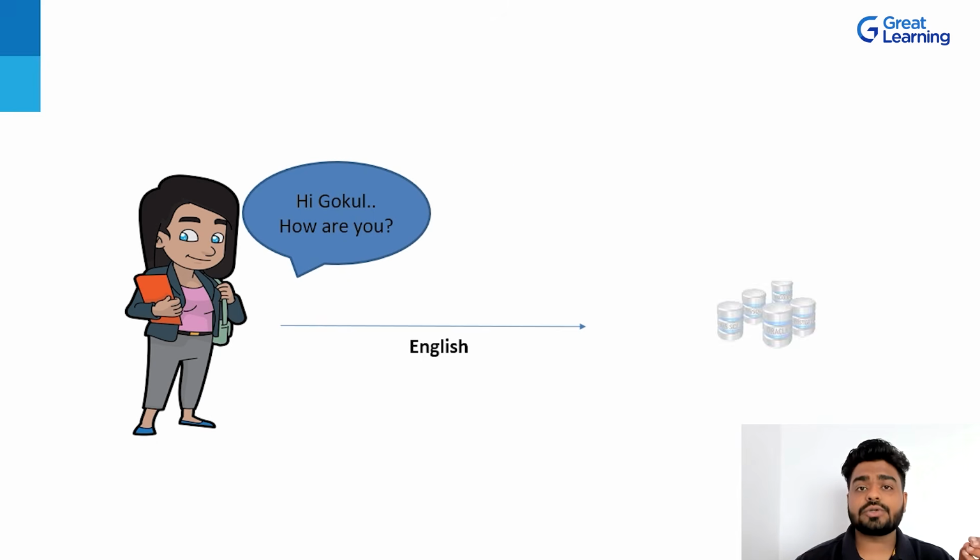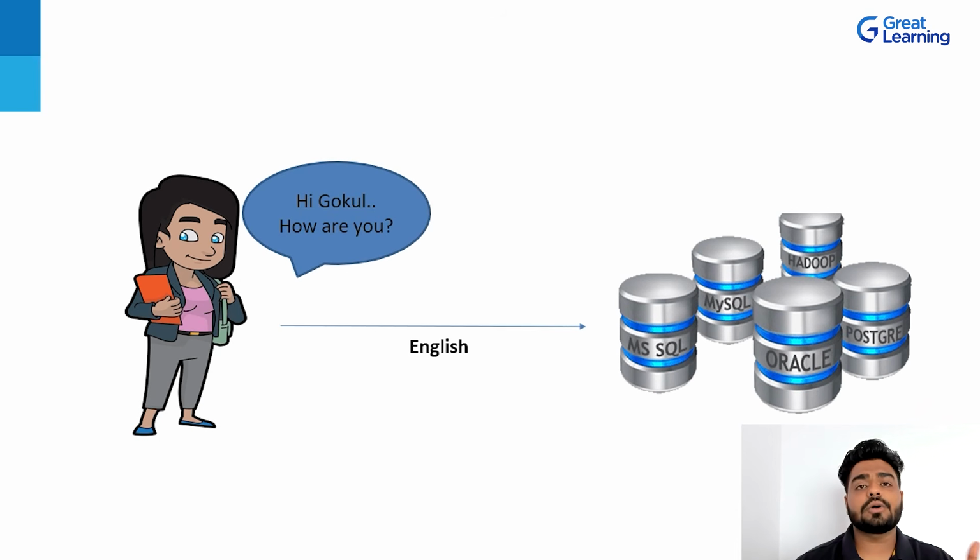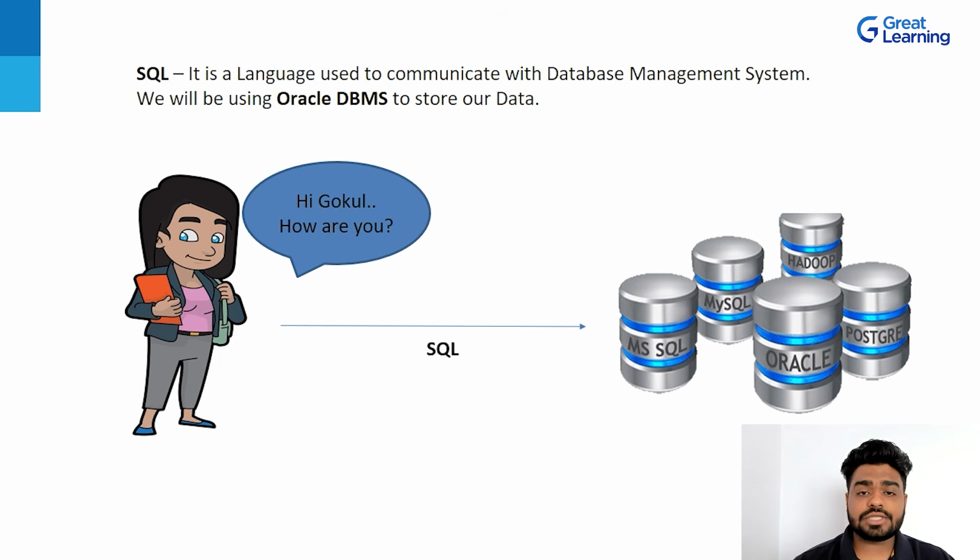Now, if I want to talk to all the DBMS software, all the databases that we have, like MS SQL, MySQL, Oracle, Hadoop, PostgreSQL. To talk to all these databases, we can't use the English language, correct? We need some language to give commands to these databases, to actually tell the database what it has to do. So we have to use what is called SQL, okay? It is a language used to communicate with a database management system.